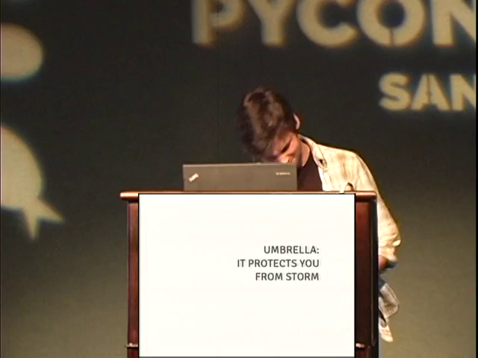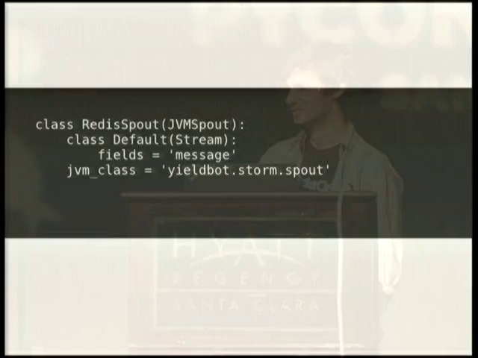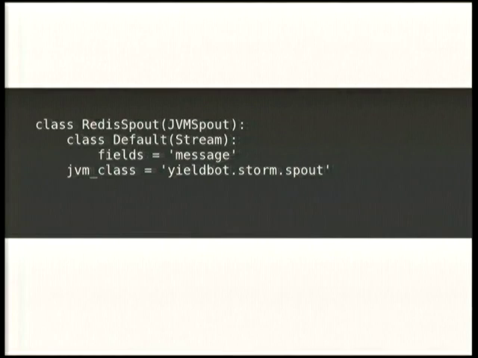Okay, let's take a look. Here is the definition of a Redis spout. What you'll notice is that we aren't doing any Java, but we still are able to use things that are defined in Java, because a lot of people have been writing different bolts and spouts in JVM-based languages. You can see here I've defined Redis spout as a JVM spout because someone, YieldBot, I don't know who that is, but anyways, they've written a pretty decent Redis-based spout already, and we don't need to re-implement that. Anyway, all we have to define is the field, which is called message.